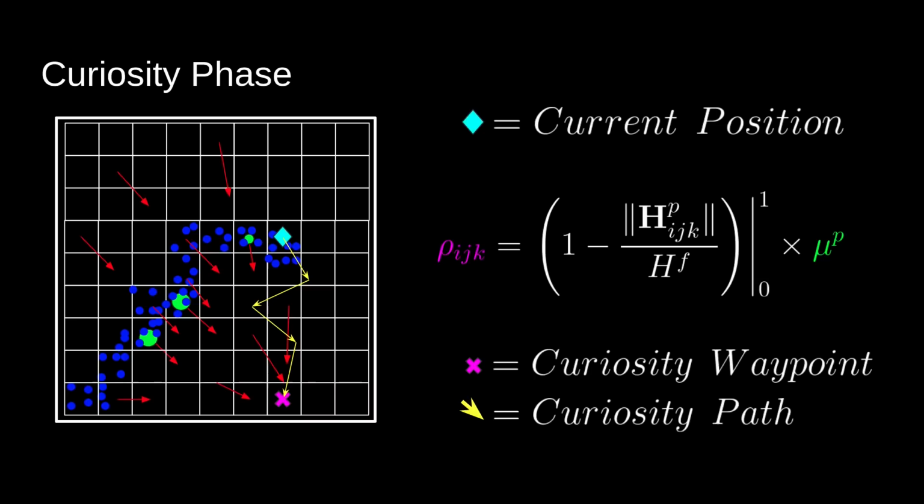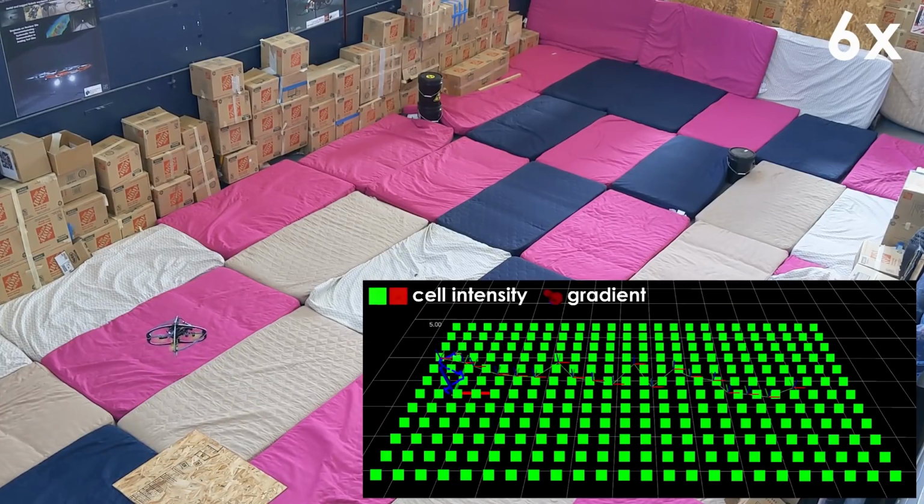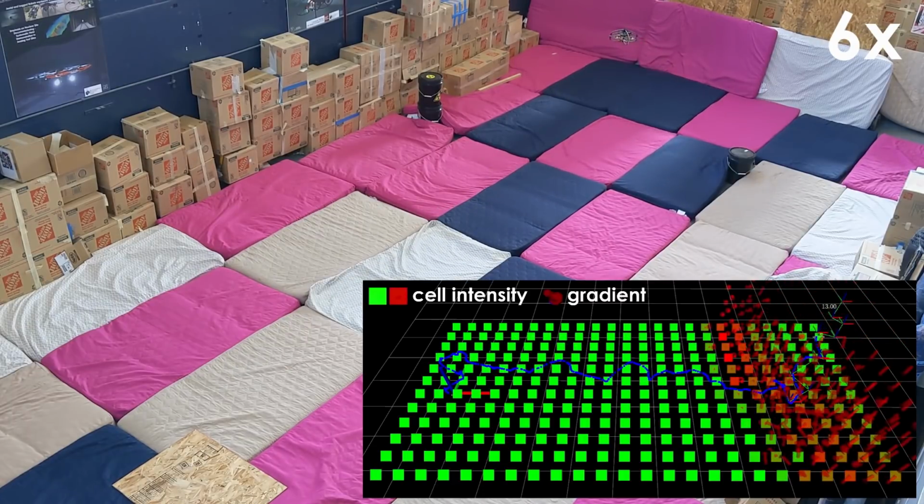To validate the performance of the radiation mapping algorithm, 2 experiments are presented with real gamma radiation sources using a platform called the Resilient Microflyer Gamma, or RMF Gamma. RMF Gamma is a collision-tolerant robot with onboard visual inertial odometry and is equipped with a scintillator and custom pulse-counting circuitry. In the first experiment, the robot follows the curiosity path, quickly locating both distributed sources.